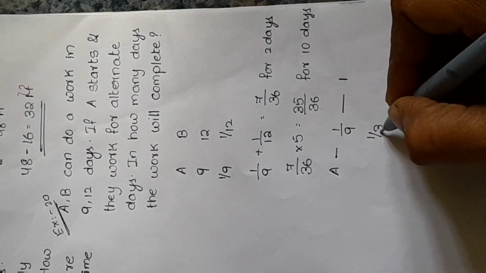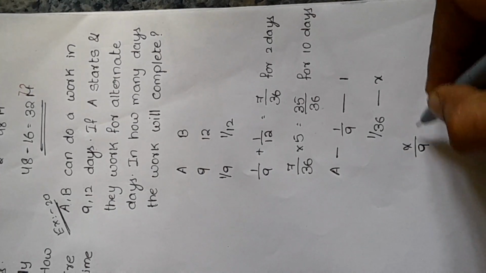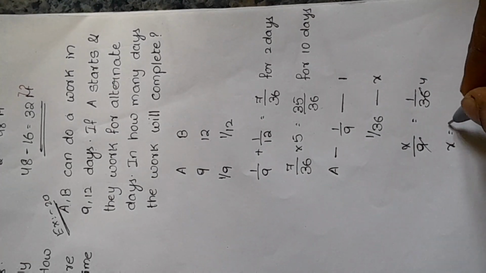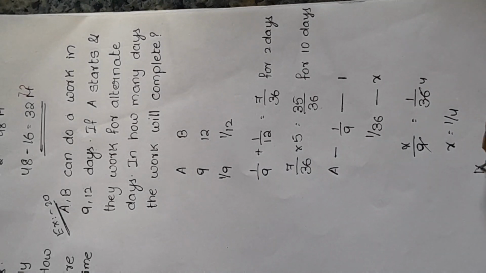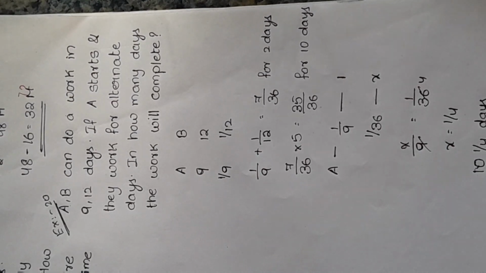To complete the leftover work, that is 1 by 36, A takes how many days? So x by 9 is equal to 1 by 36. x is equal to 1 by 4. So totally 10 1 by 4 days is taken by both A and B to complete the work.